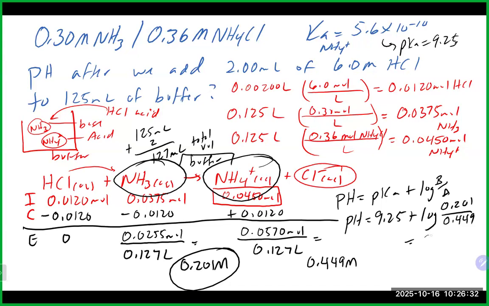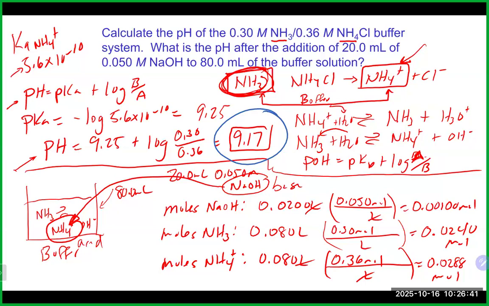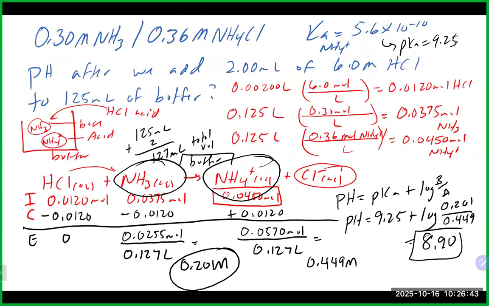Let's see how bad I did on my made up numbers. 8.90. Not super bad. Our original buffer started at 9.17. So we added some acid. It did drop, but it didn't drop all the way down to like 1 or anything like that. Not a giant drop. And it dropped down to 8.9. So it did go down, which is good because we added acid. Again, if you did this calculation and your pH went up, you went in the wrong direction for sure, or messed up somewhere in your calculation. Any questions on buffers and how to handle adding something to it?